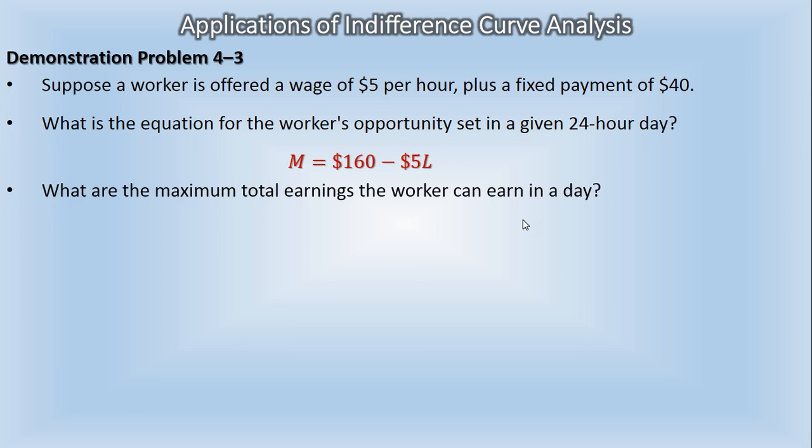What are the maximum total earnings a worker can earn in a day? What was that? 160 is correct, right? So if you put 0 hours for leisure, then you're going to have 160 left over. So that is the full income the consumer can earn in a day.